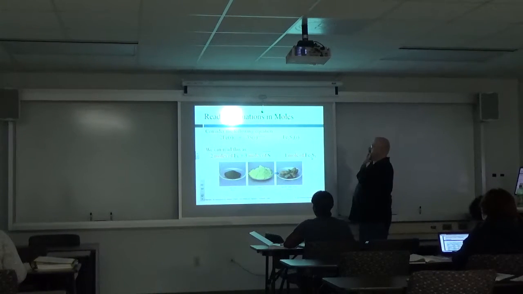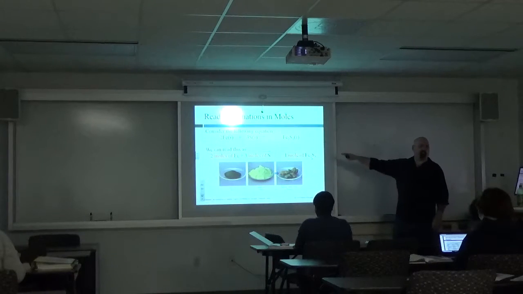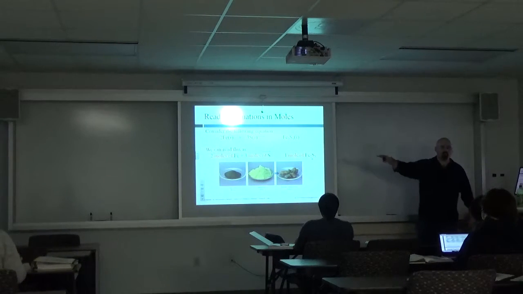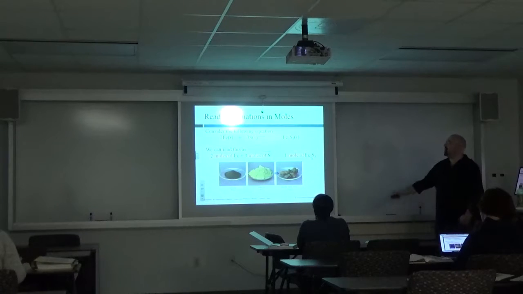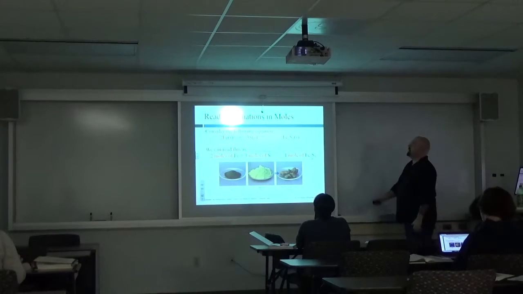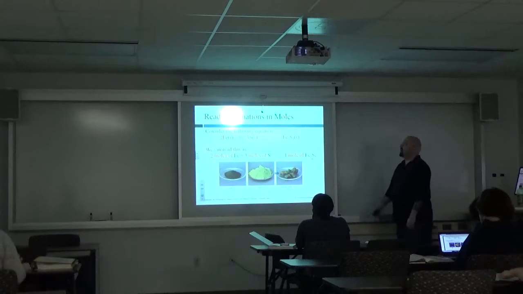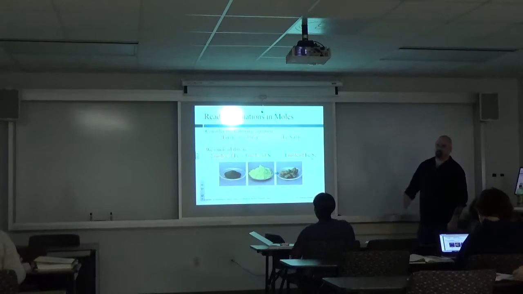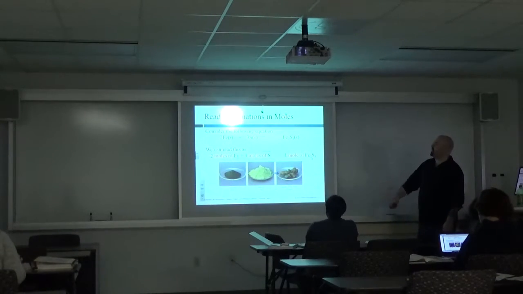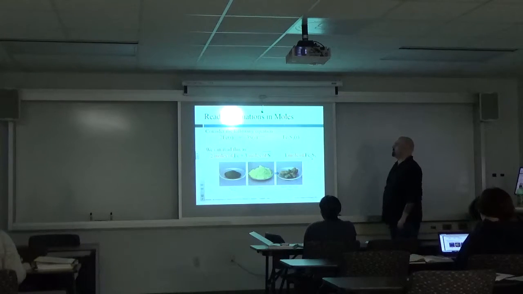Reading equations in moles. We've been doing this the whole time, right? There's a reason why I've been saying it that way the whole time. This equation, 2 iron as a solid plus 3 sulfur as a solid goes to form iron sulfide. 2 moles of iron plus 3 moles of sulfur makes 1 mole of iron sulfide.